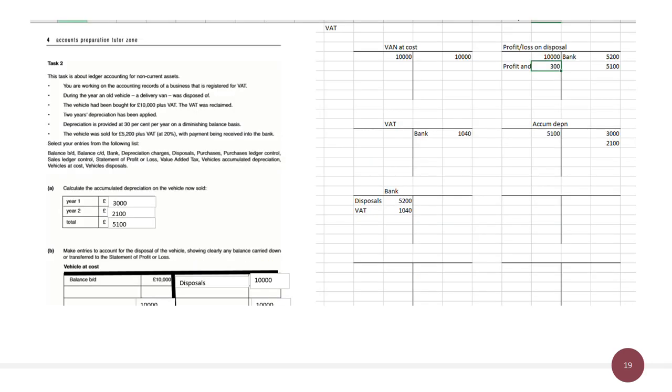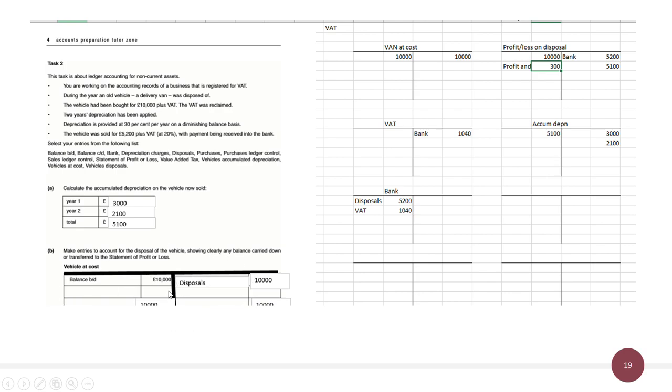So what we're going to do is I'll show you how it's going to work. Here we've got a question. We bought this vehicle for £10,000. Now the question is going to give you some workings here and there, and then it's going to give you one or two T accounts to create.